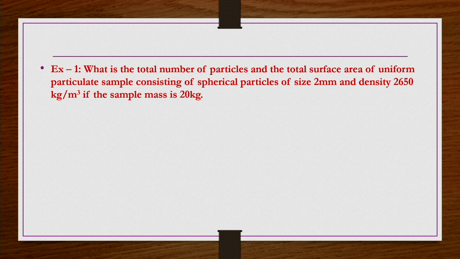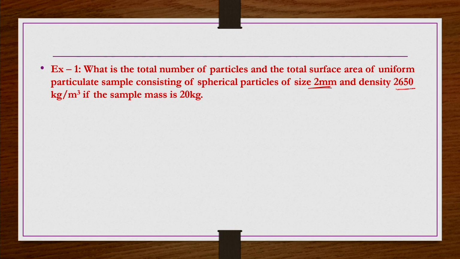But before going to the non-uniform mixtures, we take an example problem with a uniform mixture. Size analysis of a uniform mixture. We calculate the total number of particles and the total surface area of a uniform particulate sample consisting of spherical particles of size 2 mm and density 2650 kg per meter cube, and the mass of the sample is 20 kg. What is the total number of particles and the total surface area of the sample? Because it is a uniform sample, you do not need much information other than these three. All information is given; sphericity is required, but that is also equal to 1 for spherical particles.